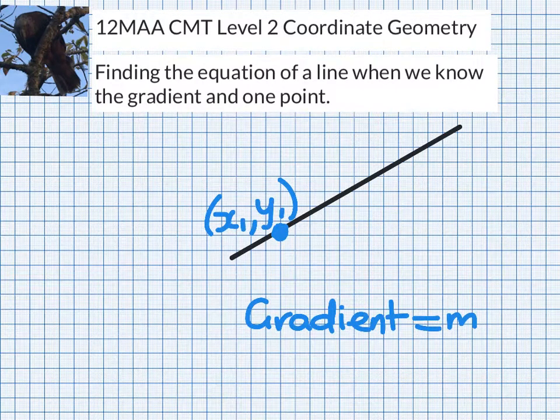In this video we're going to practice how we find the equation of a line when we know the gradient and one point. In class last week we spent quite a while figuring out this formula for ourselves. In this video I'm just going to recap that quickly and then get into using the formula that we developed.